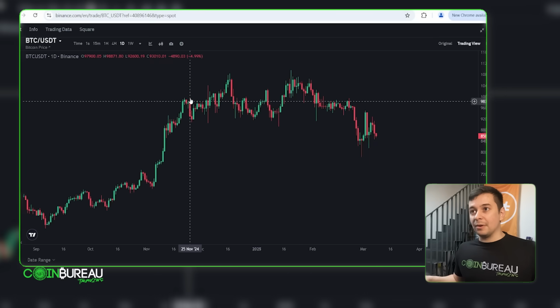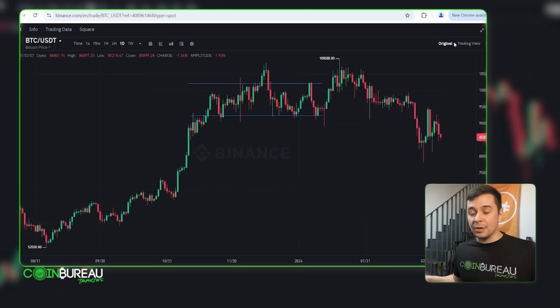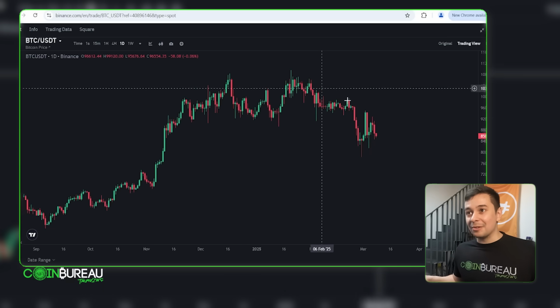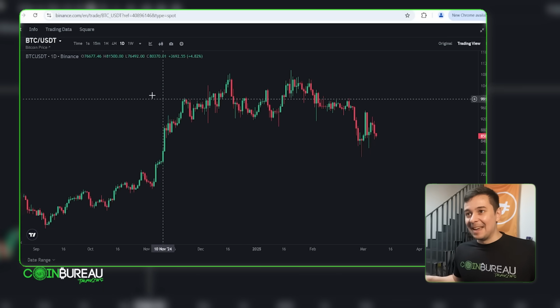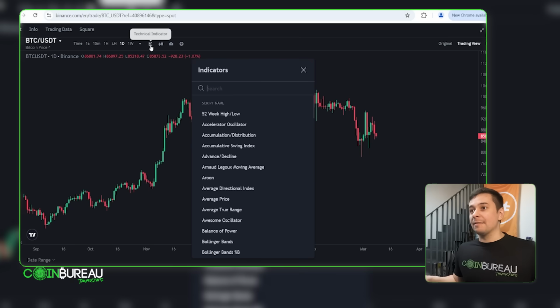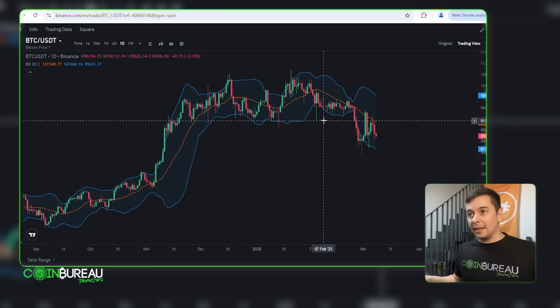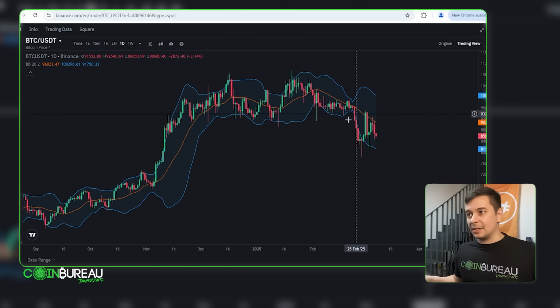So we'll start here with Bitcoin. We're on the daily. We're on Binance here, and what I've done is, when you go to Binance, you have the original view and then you have the trading view. So I go to the trading view here, and then if you go up here, you'll see there's a little button that says technical indicator. The first one we're going to look at, you click on that, then you just search for Bollinger Bands, and you just pick the first one, and you don't need to do anything. You don't need to adjust any settings or anything like that.